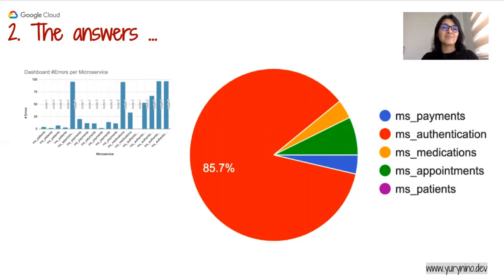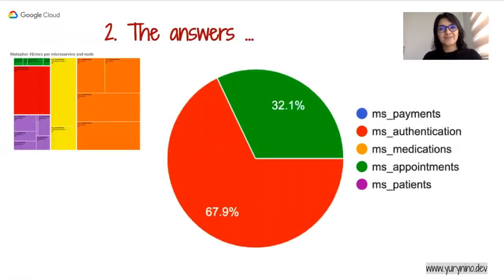It is very curious that 88% of the participants think that the correct answer is authentication, just for having more nodes, but not necessarily having more errors. With a tree map, the distribution of percentages changed, but the majority continued thinking that the correct answer is authentication.